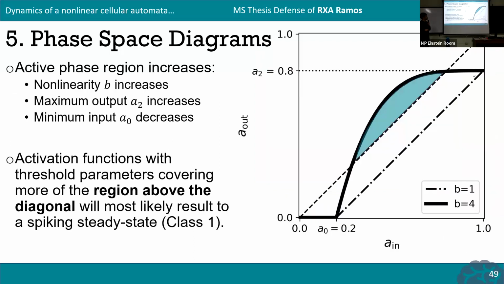We can summarize the phase space diagrams as follows. The activation functions with threshold parameters covering more of the region above the diagonal, or between the diagonal and the activation function, will most likely result in a spiking steady state or class 1. So as we increase the nonlinearity B, this activation function will plateau more on A2, right? If we increase the maximum output A2, then this region also increases. And if we move A0 to the left, if we decrease it, we also increase this region, resulting in a spiking steady state.